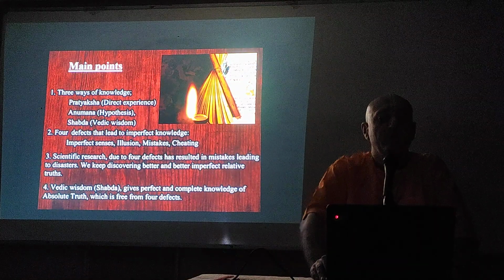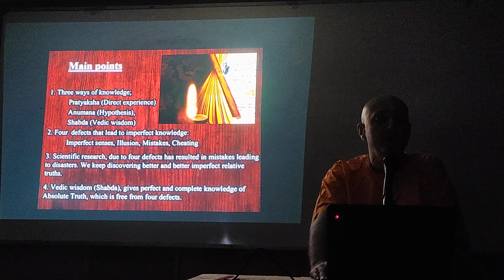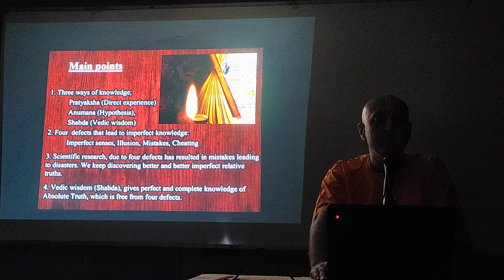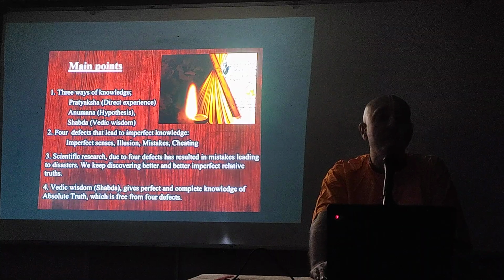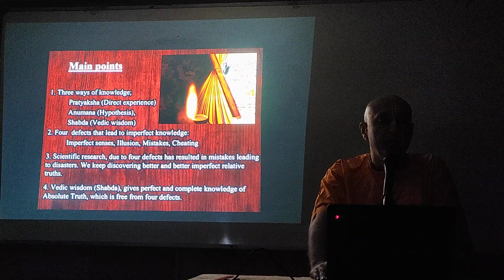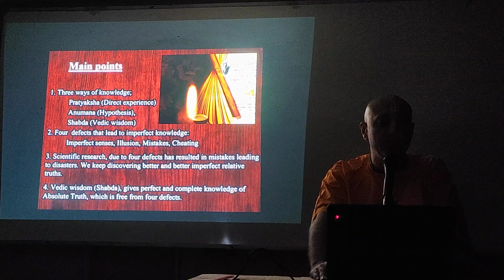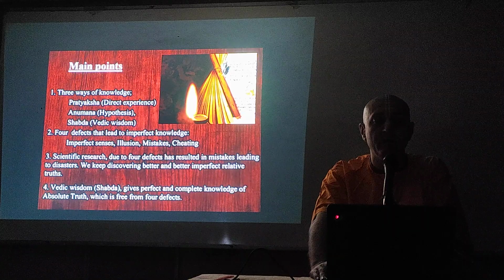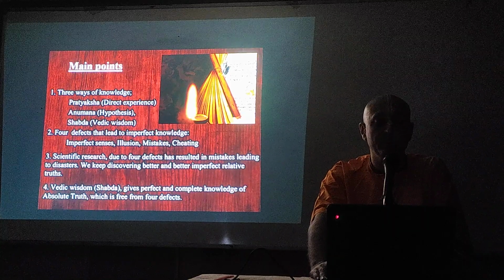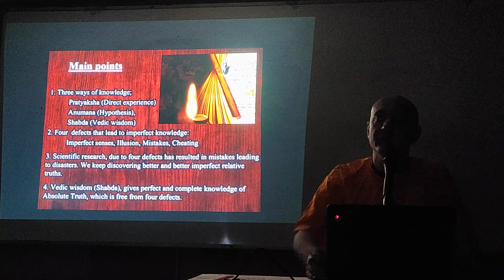Okay, so what did we discuss today? Three ways of knowledge: pratyaksha, direct experience; anumana, hypothesis; shabda, Vedic wisdom. Four defects that lead to imperfect knowledge: imperfect senses, illusion, mistakes, cheating. Scientific research, due to the four defects, has resulted in mistakes leading to disasters. We keep discovering better and better imperfect relative truths. And Vedic wisdom, Shabda, gives perfect and complete knowledge of the absolute truth, which is free from the four defects.